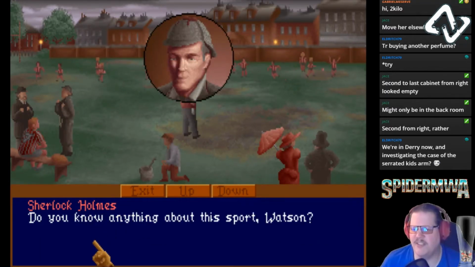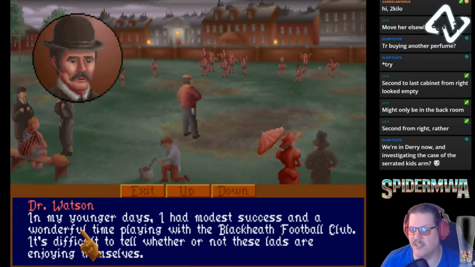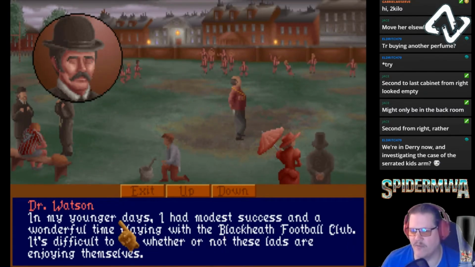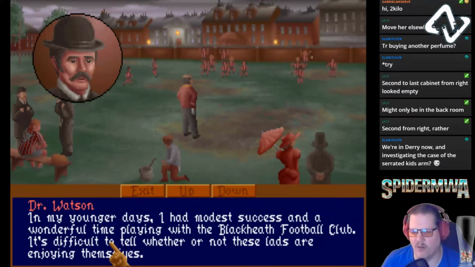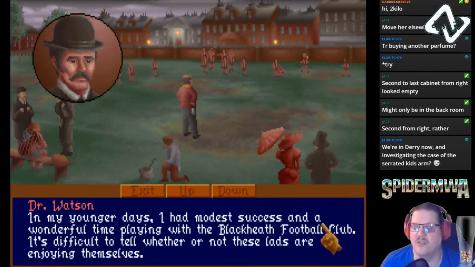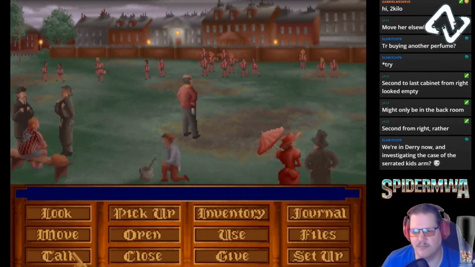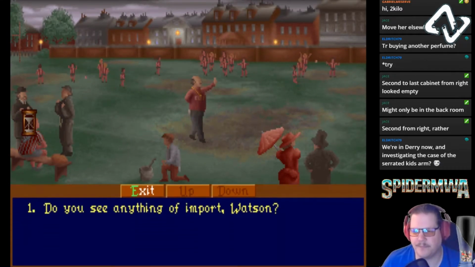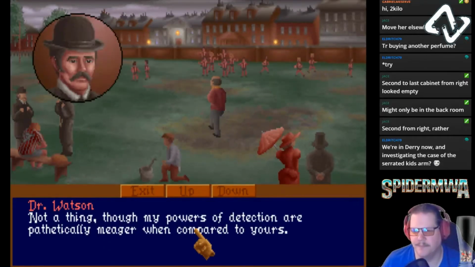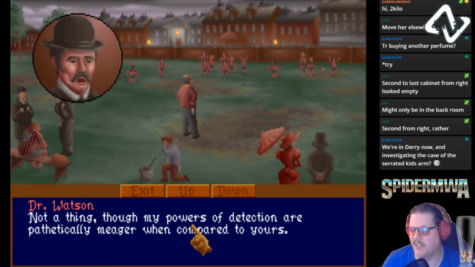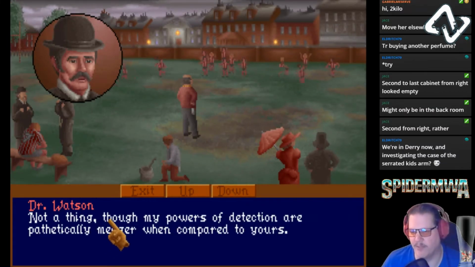Do you know anything about this sport, Watson? In my younger days, I had modest success and a wonderful time playing with the Blackheath football club. It's difficult to tell whether or not these lads are enjoying themselves. Do you see anything of import, Watson? Another thing, though my powers of prediction are pathetically meager when compared to yours.